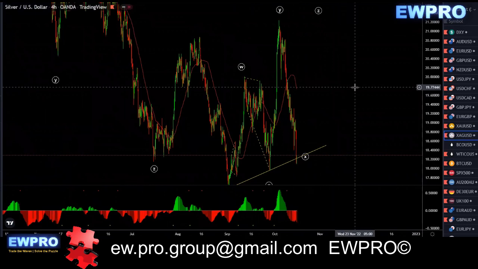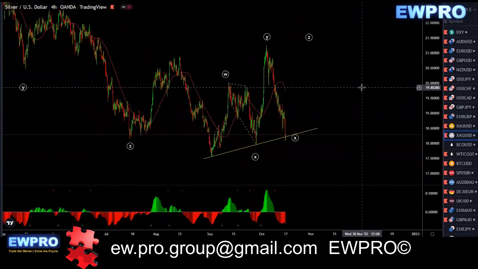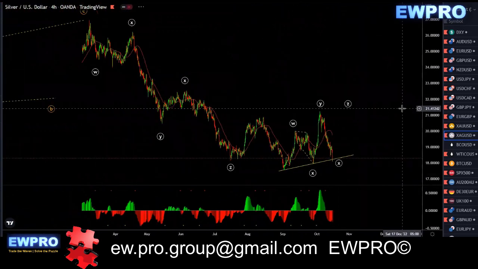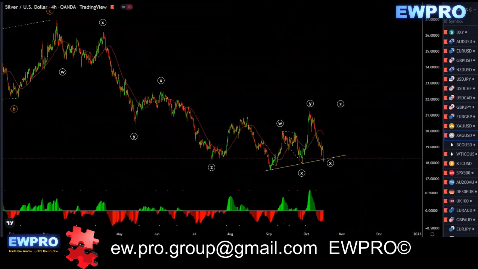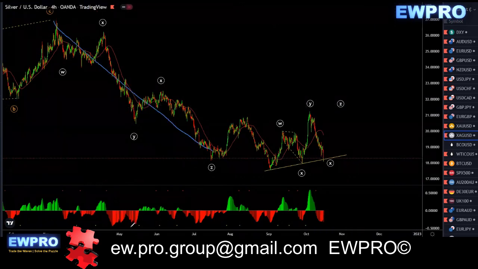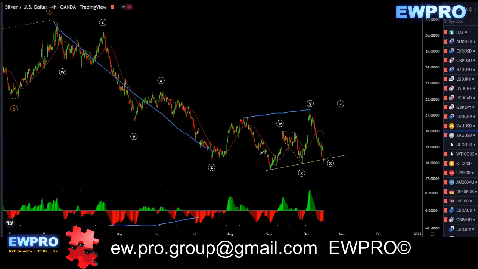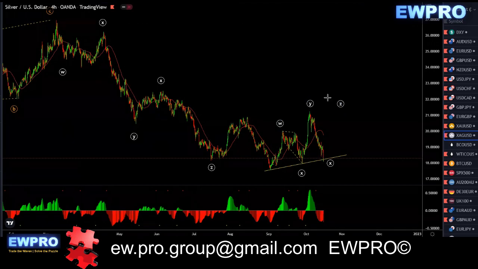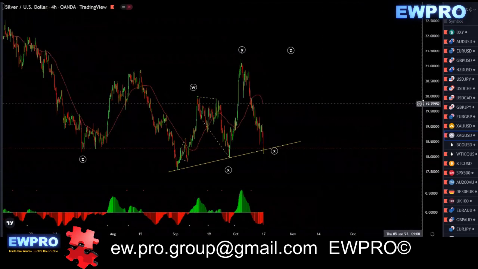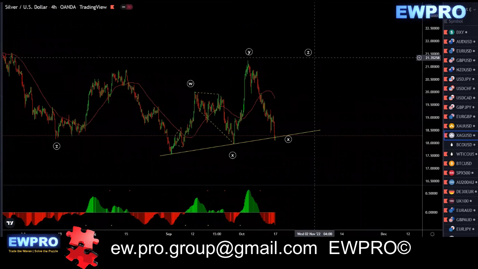Silver on the H4. So this is very similar. We got that 5 down. This one did have the bullish divergence, but as you can see here, I'm thinking we get an A, B, C, then we get an A, B, C. Even though I've got it counted like this, we're still looking for the same direction.